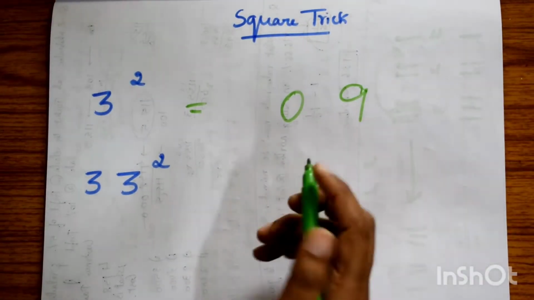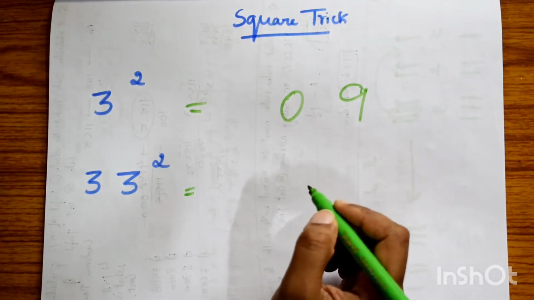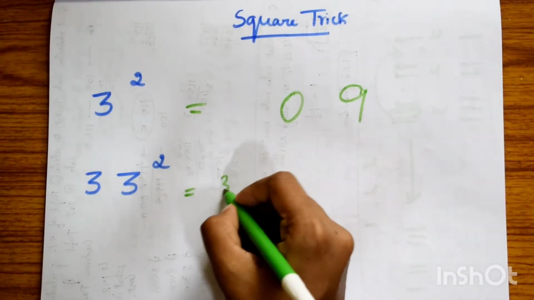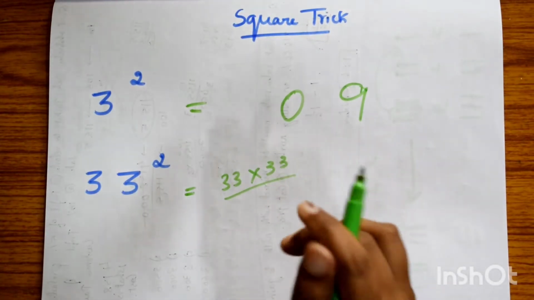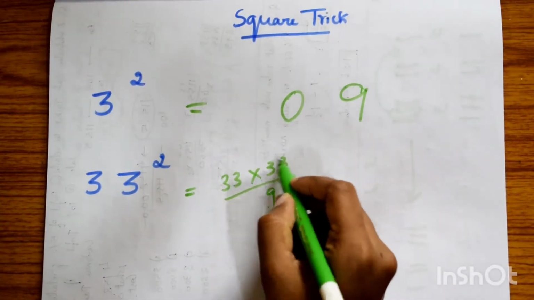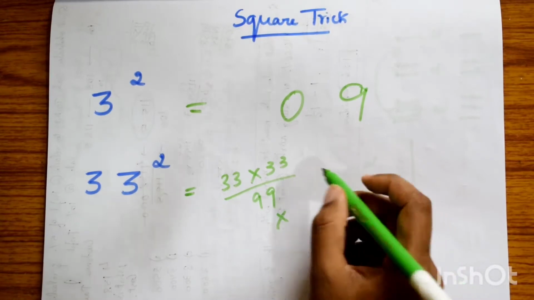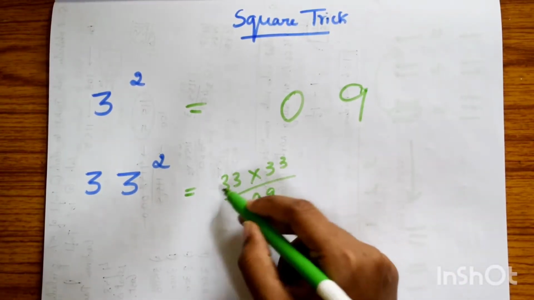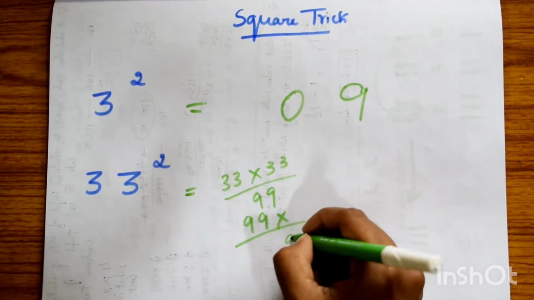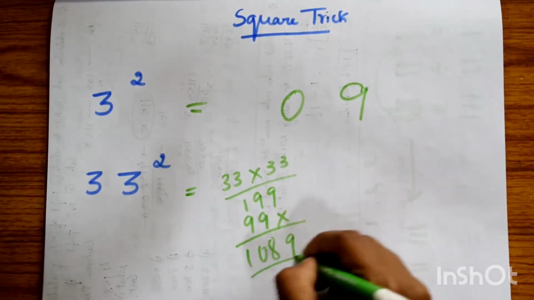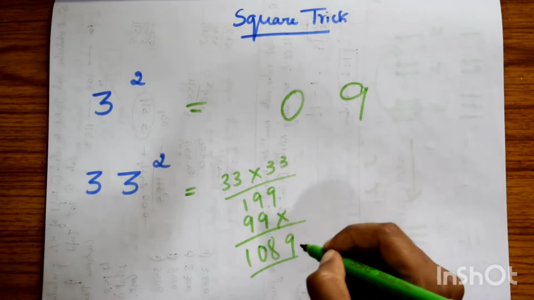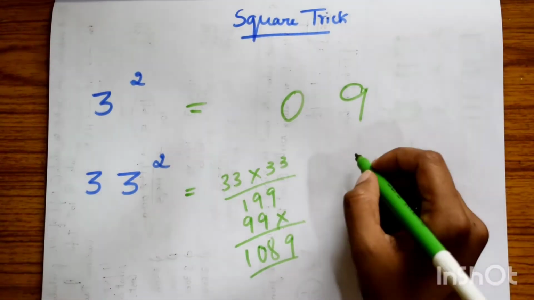What is 33 square? For this we have to multiply, right? 33 into 33. Let's do this. 3 3s are 9, 3 3s are 9. Again, 3 3s are 9, 3 3s are 9. And 9 plus 9 is 18 and 9 plus 1 is 10. Okay, we got 1089.